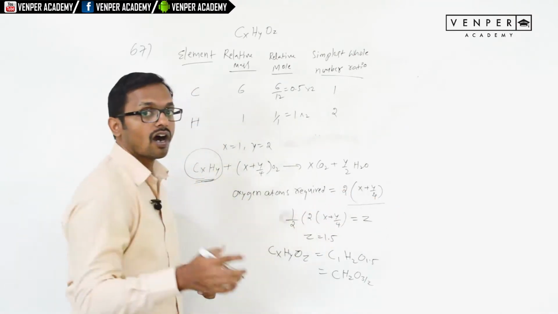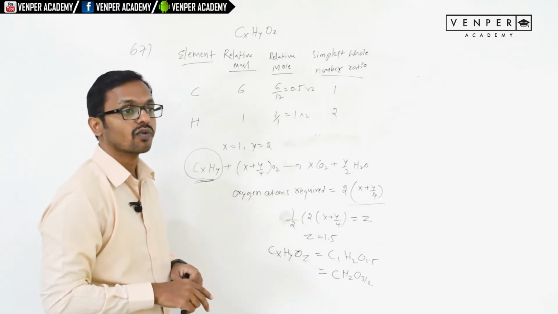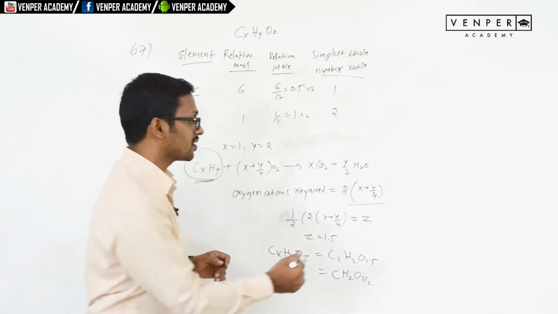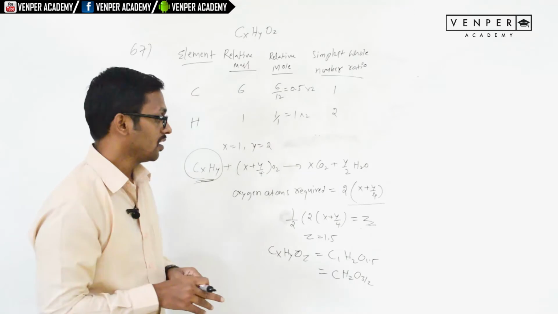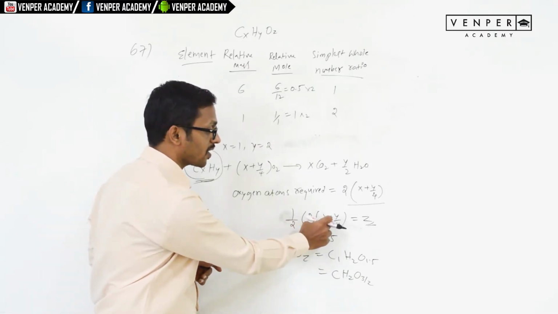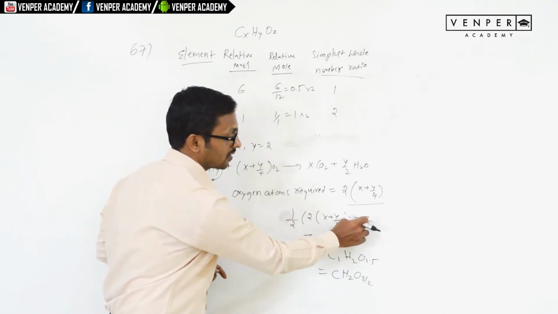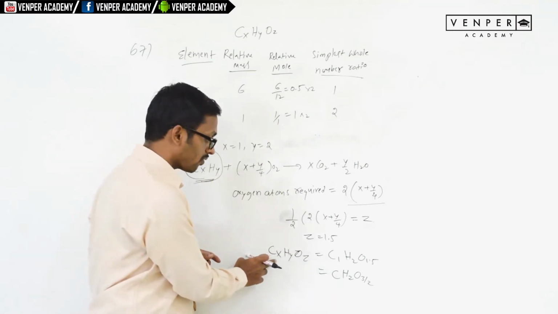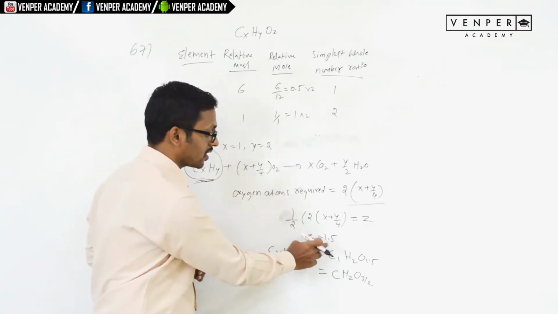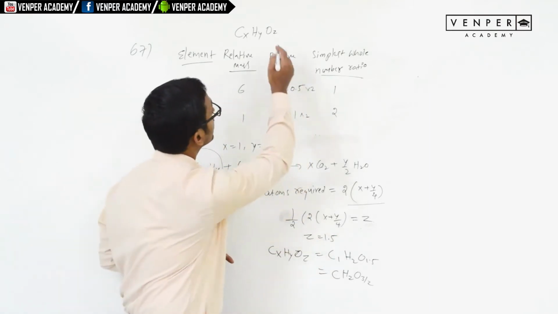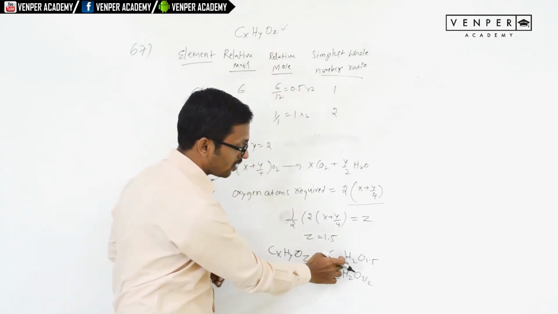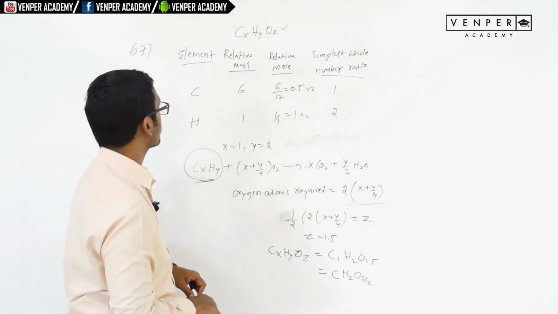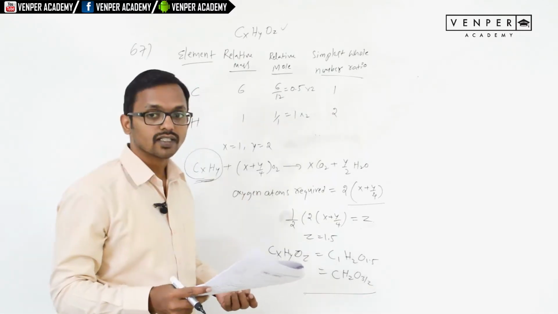So in this, half of the atoms required is equal to the Z value, that is given in the question paper. So 1/2 of 2 into (x plus y by 4) is equal to the Z value, and we are getting Z equal to 1.5. So we have x value 1, y value 2 and z value 1.5. Substituting in this formula, you are getting C1H2O1.5, that is CH2O3/2. In the given options, option 2 is the correct answer.